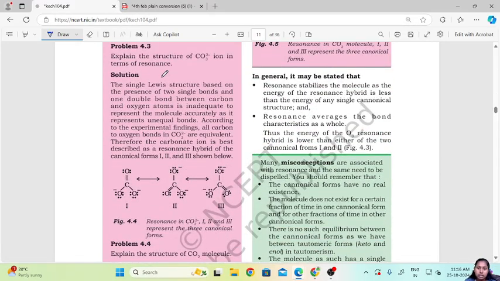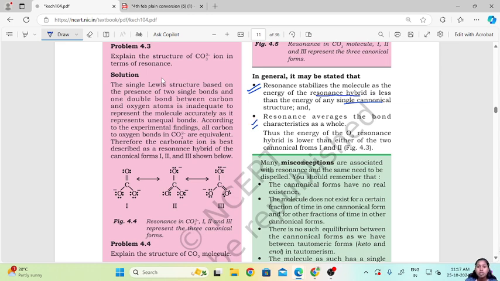In general, it may be stated that resonance stabilizes the molecule, as the energy of the resonance hybrid is less than the energy of any single canonical structure. So in short, resonance stabilizes the molecule, because the energy of the resonance hybrid structure is less compared to the energy of a single canonical structure.